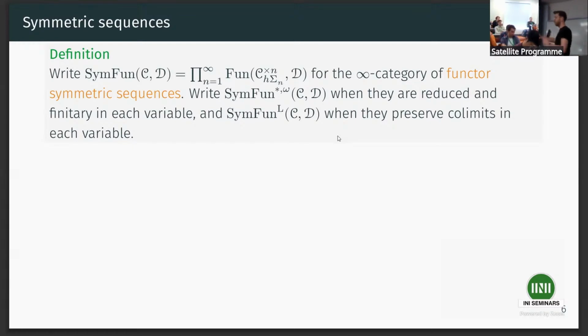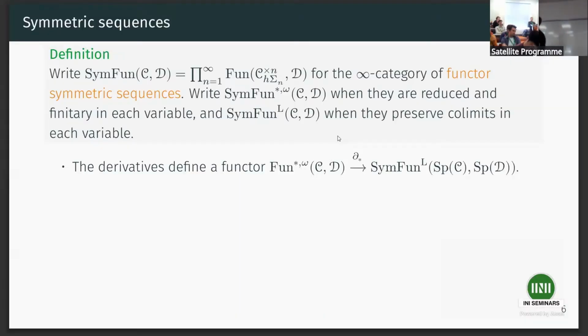If we assume that our functor symmetric sequences are, in each variable, reduced and finitary, so they preserve the zero object and filtered colimits, we'll put an asterisk and an omega there. If they preserve all colimits in each variable, we'll just put a little L there.